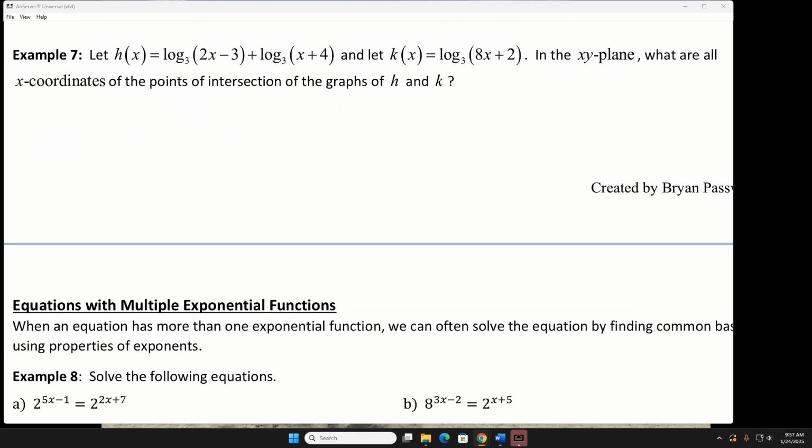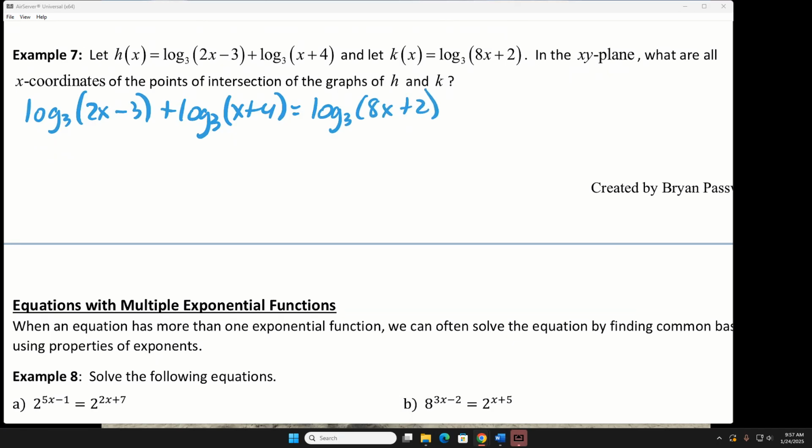Set them equal to each other. Very good. So I would take H and set it equal to K. And then just solve like normal. So I would bring these together using multiplication.